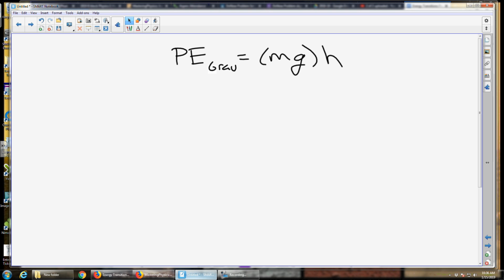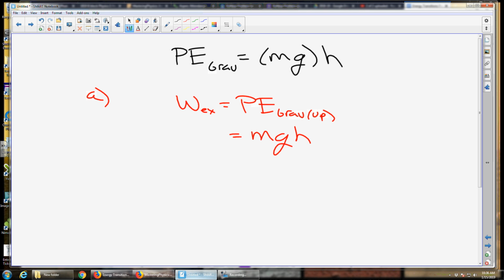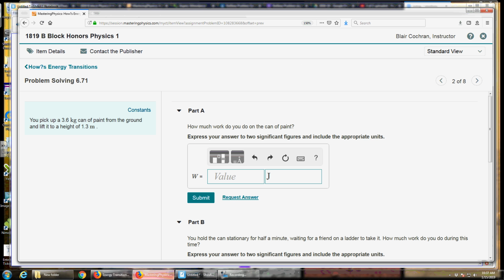No, because the work I do externally on it, this is for part A, from my graph, I know goes to increasing its PE grav when it's up. So whenever I work, and I know M, right? 3.6. I know G because the only planet I know that has paint is the Earth, so I'm going to use 9.81 newtons per kilogram. And I know my H, 1.3.